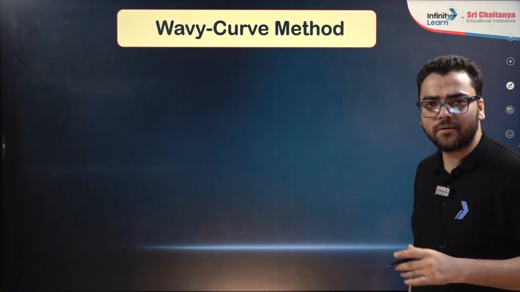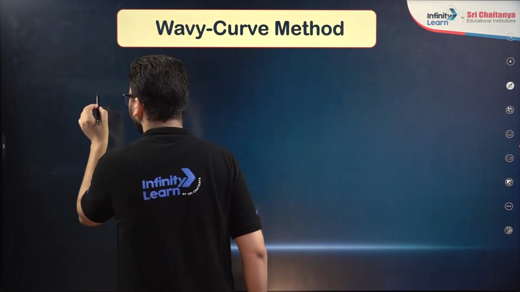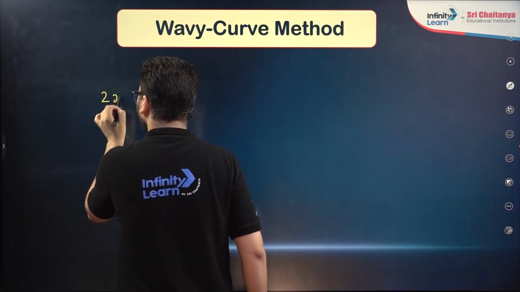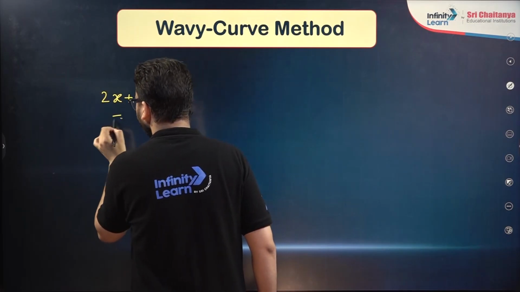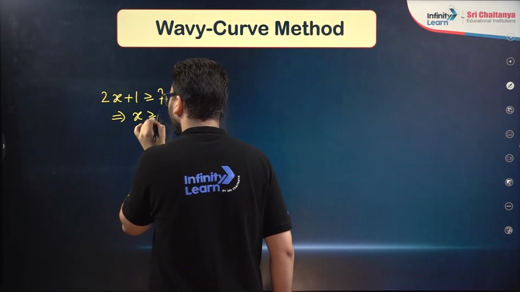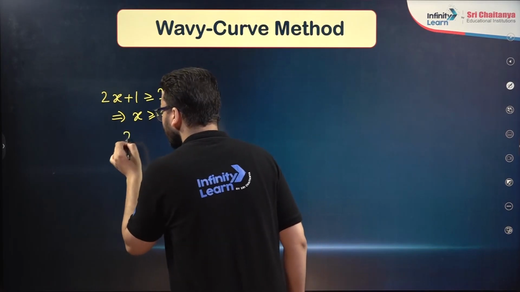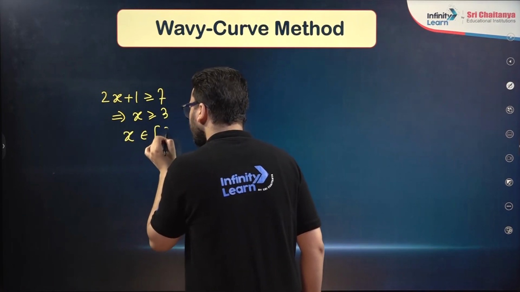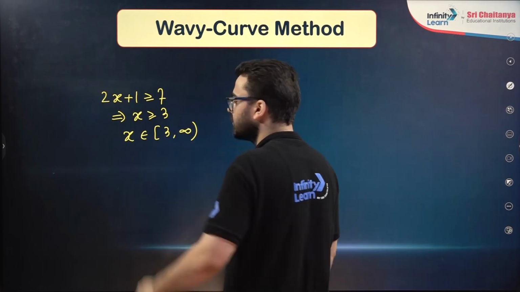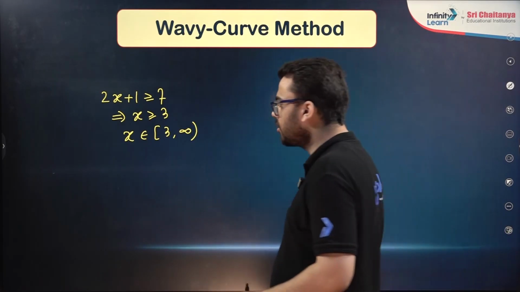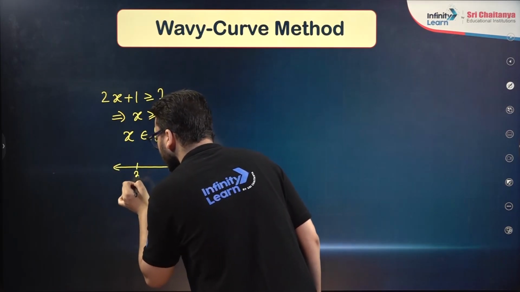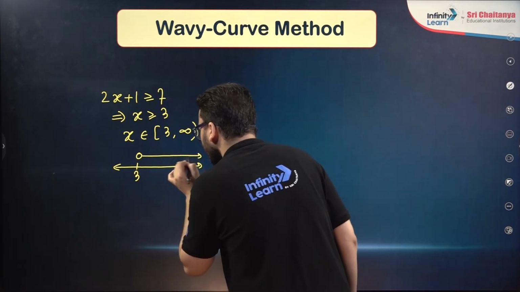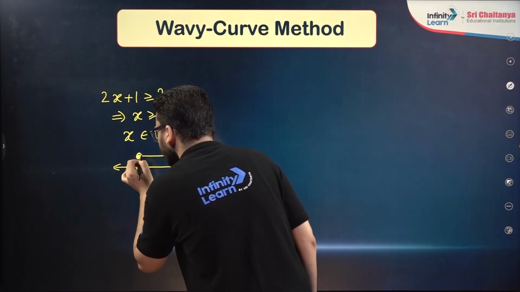Now, for example, we take a linear inequality, a very simple one. For example, 2x plus 1 is greater than or equal to 7. If you solve it easily, you can say x is greater than or equal to 3. So you can say that x belongs to closed interval 3 to infinity. That's correct, right? And if you want to show the same thing on the number line, it will be like this. You start with 3 over here, closed interval 3 to infinity.